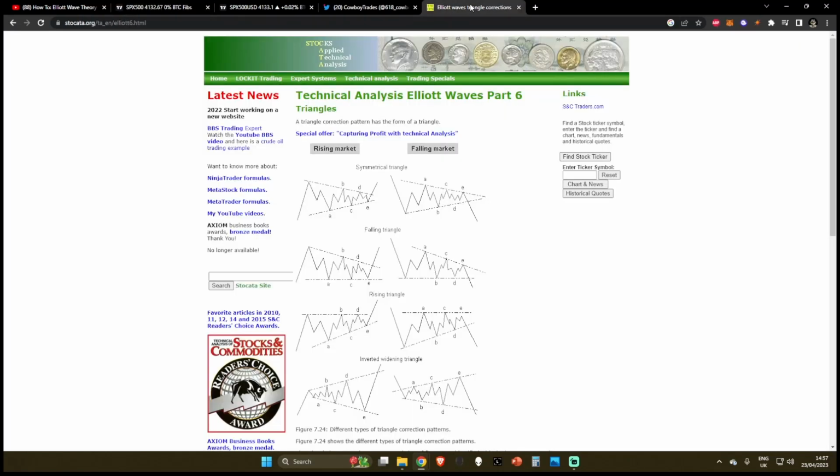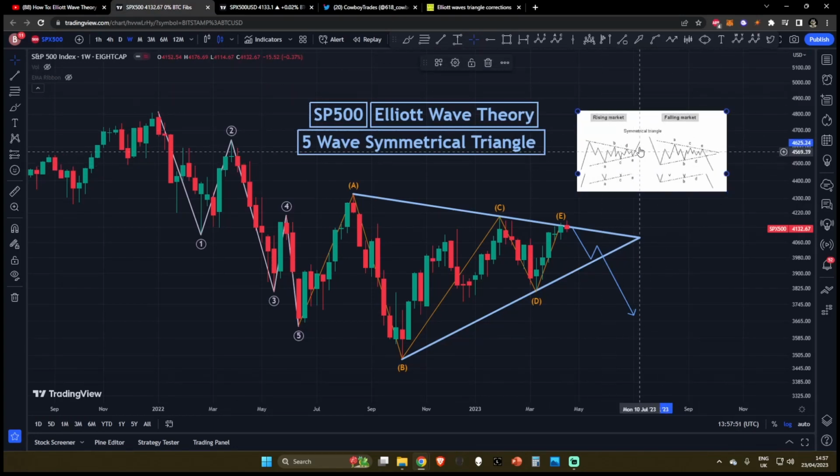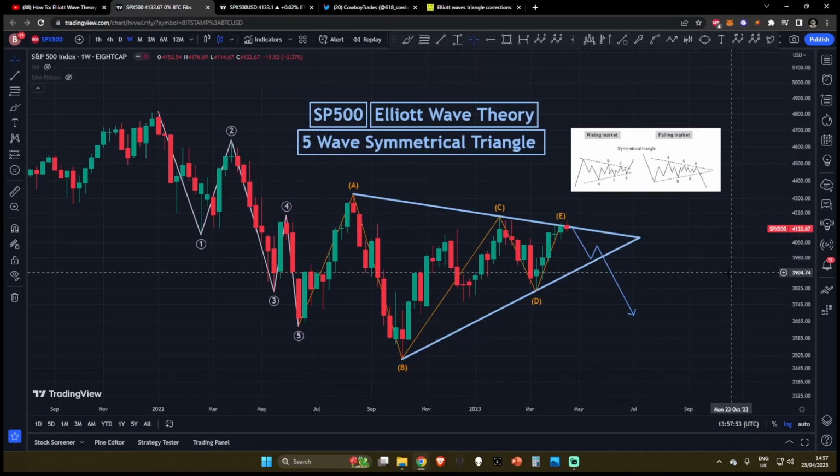Now, I am looking at this source over here. I will leave a link in the description down below to this specific source that I've got, but I've just copy and pasted this picture over on my TradingView. So we'll look at this specific picture here. As you can see, we've had a bearish 5-wave into this triangle. So we know that we're in a falling market.